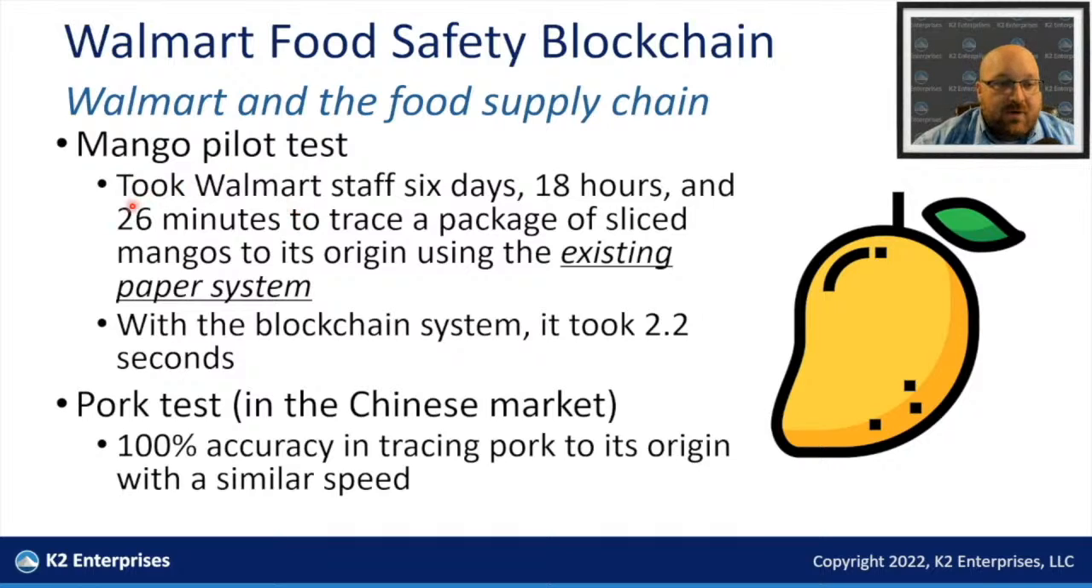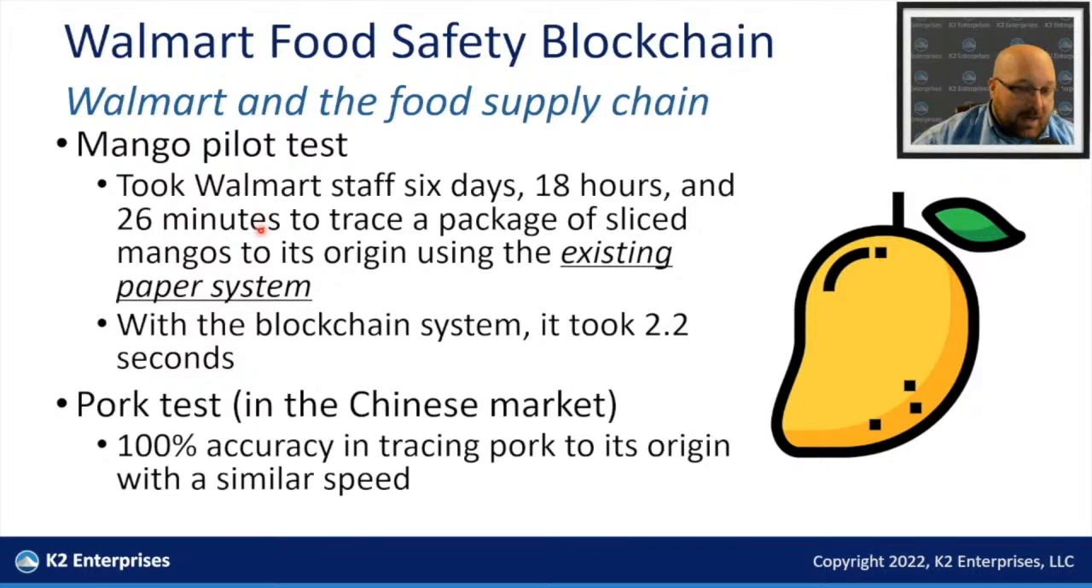Now previously, when Walmart wanted to track the provenance of food, it would take a pretty long time to do so. Previously, in one example, it took 6 days, 18 hours, and 26 minutes to track a pack of mangoes back to what farm it had come from.